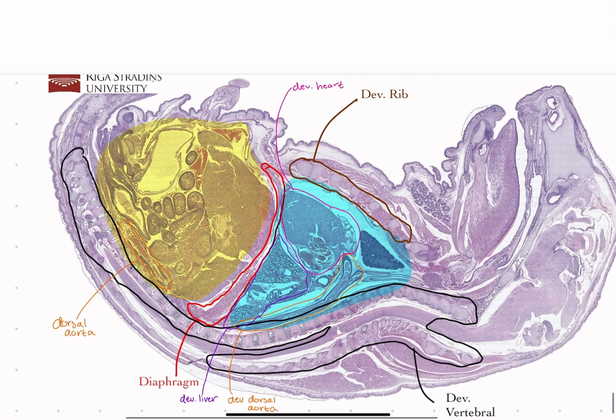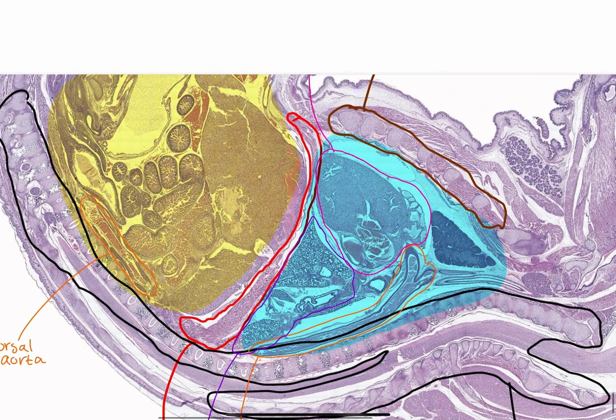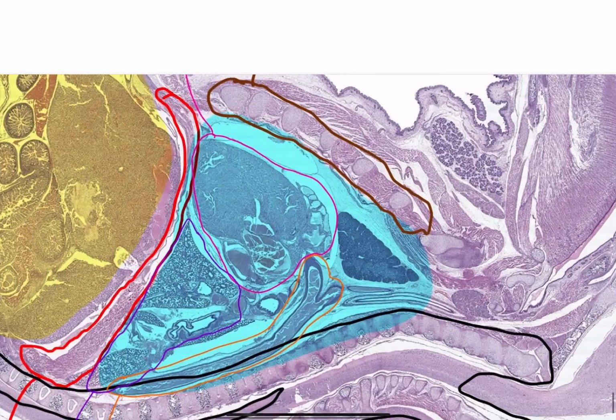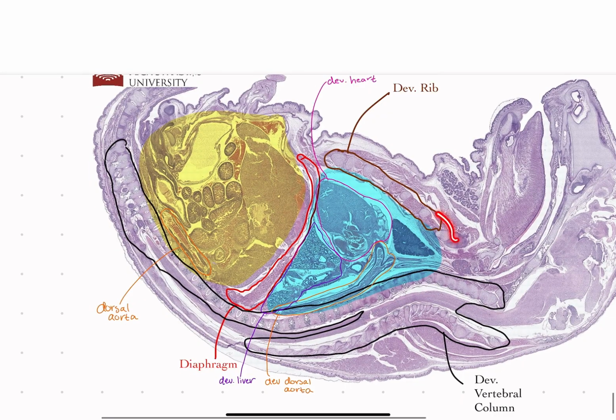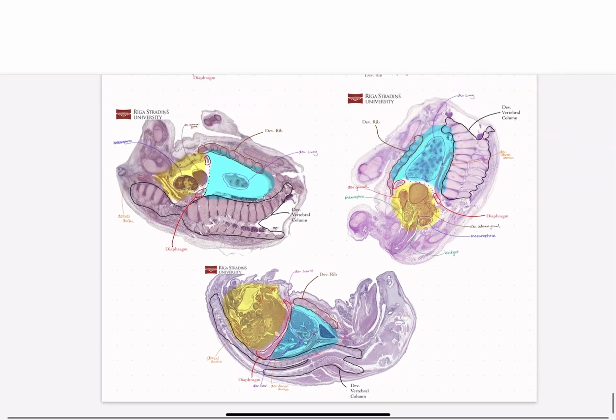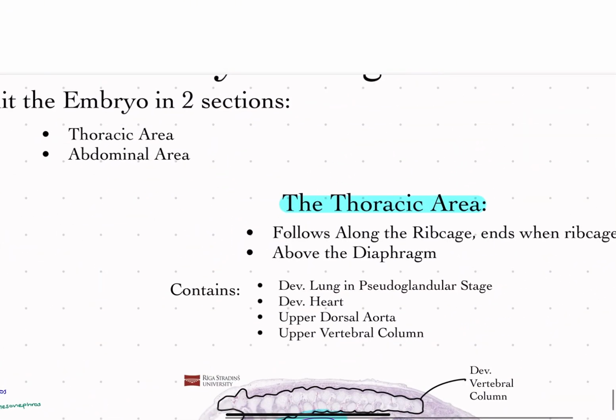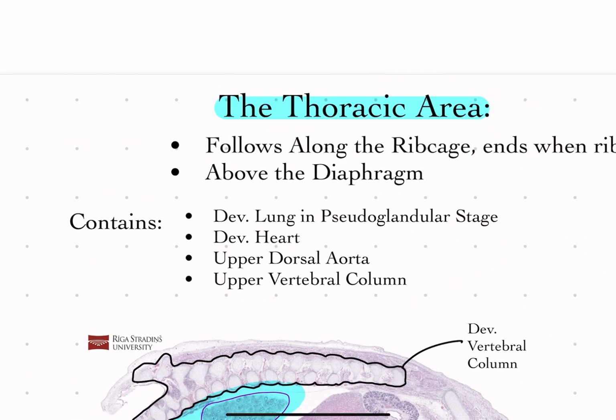We can see it here as well. Here more in line with how it will actually look like with all of this skeletal muscle tissue, the diaphragm right underneath the rib cage. Now that's how we know that we're in the thoracic area. The thoracic area also contains these following important organs that we're going to get into later.